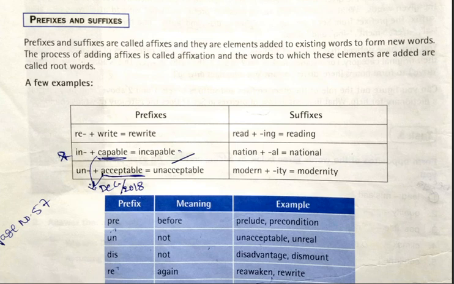So this prefix and suffix are called affixes, which I already explained. So what is prefix and what is suffix? These are nothing but affixes, okay, and they are elements added to existing words to form a new word. It can be from the starting of the word or to the end of the word.